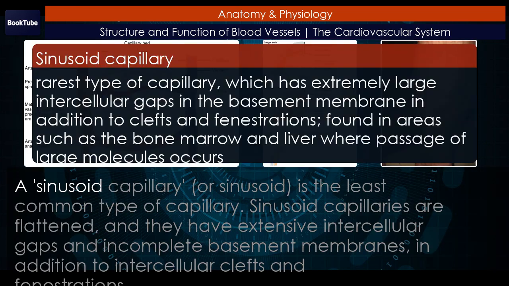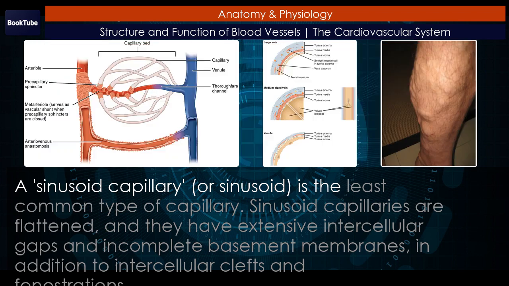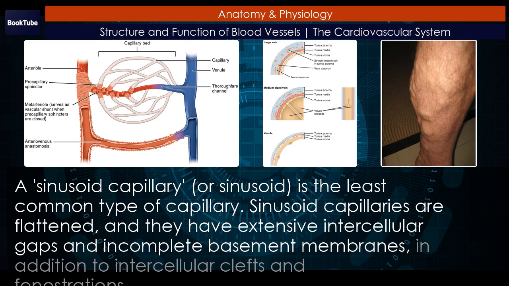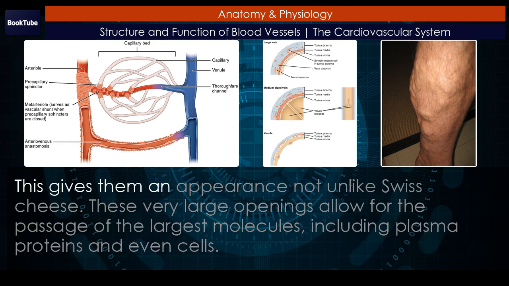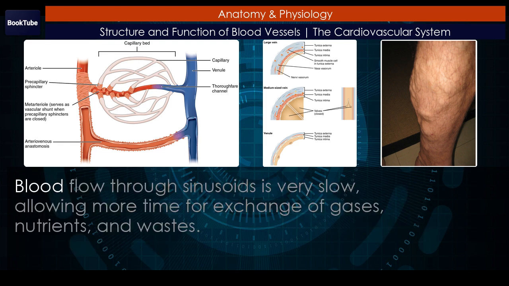Sinusoid capillaries. A sinusoid capillary, or sinusoid, is the least common type of capillary. Sinusoid capillaries are flattened, and they have extensive intercellular gaps and incomplete basement membranes, in addition to intercellular clefts and fenestrations. This gives them an appearance not unlike Swiss cheese. These very large openings allow for the passage of the largest molecules, including plasma proteins and even cells. Blood flow through sinusoids is very slow, allowing more time for exchange of gases, nutrients, and wastes.